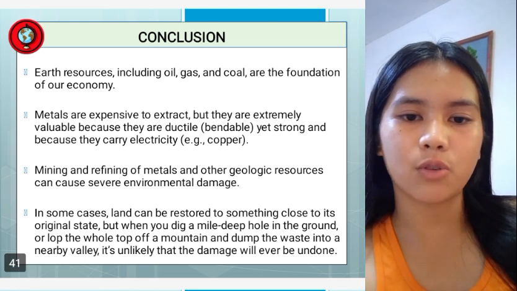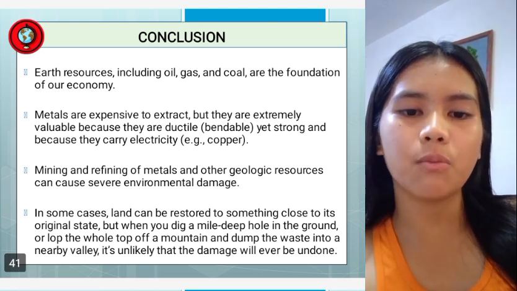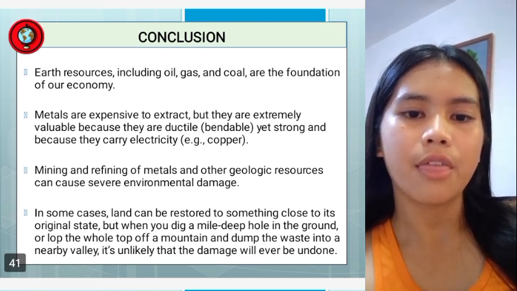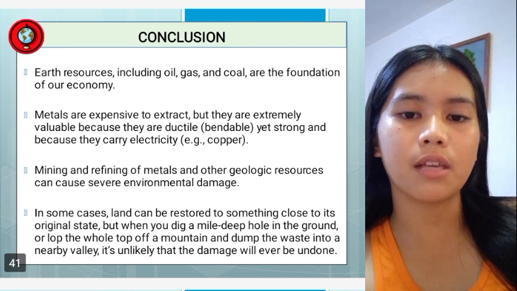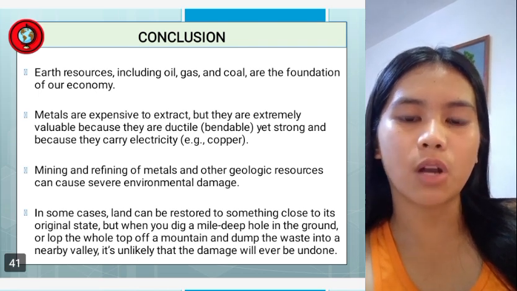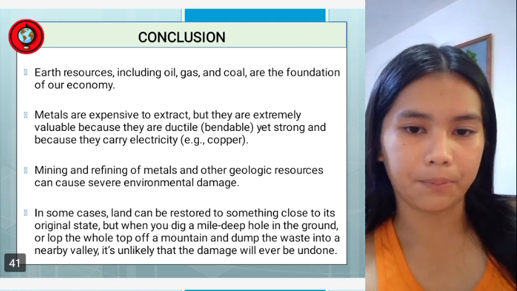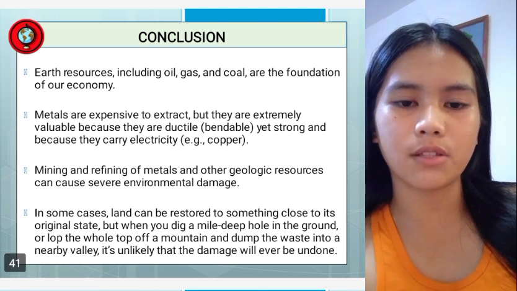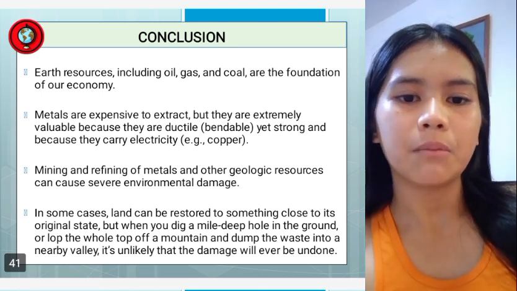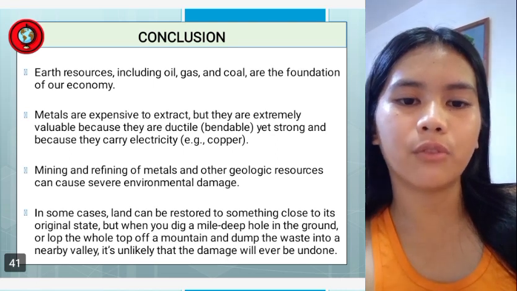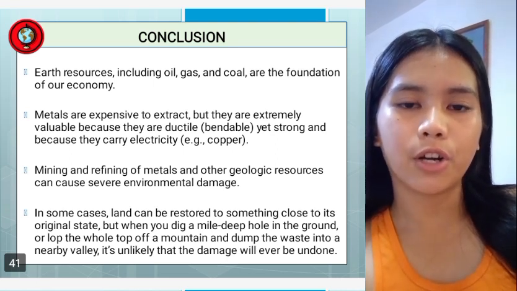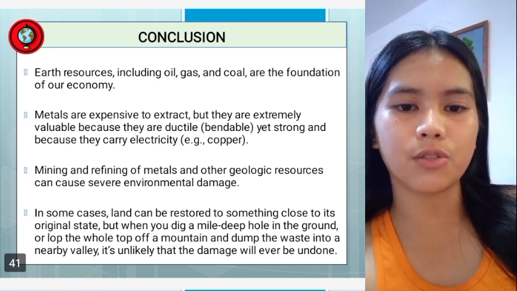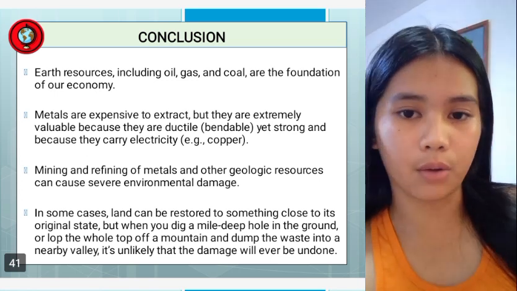Metals are expensive to extract, but they are extremely valuable because they are ductile or bendable, yet strong, and because they carry electricity. An example is copper. And they build amazing structures such as tall buildings. Mining and refining of metals and other geologic resources can cause severe environmental damage. Mining may be a way to discover new minerals within the earth and extract them, but in return it destroys the earth as it bores into the earth's crust, leaving large holes underground.